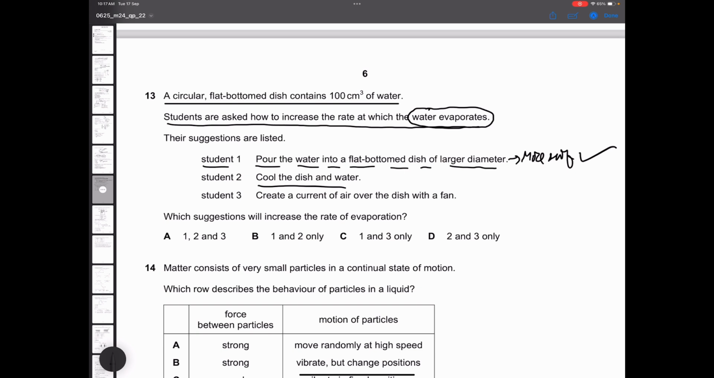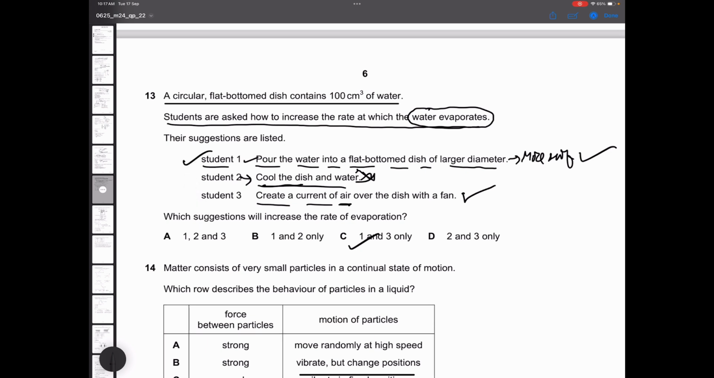Cool the dish, they're decreasing the temperature, it won't help. Create a current of air, so they're increasing the wind speed. So statements 1 and 3 are the correct ones. So option C will be correct. To increase the rate of evaporation, you need to increase the temperature, and student 2 is suggesting decrease the temperature. So that is why this is wrong.